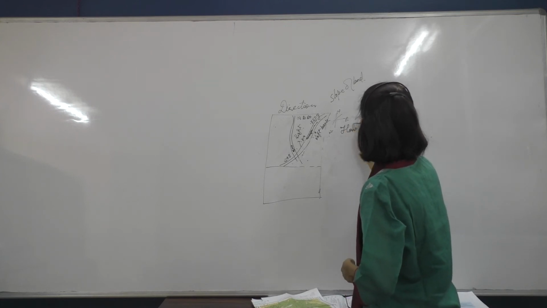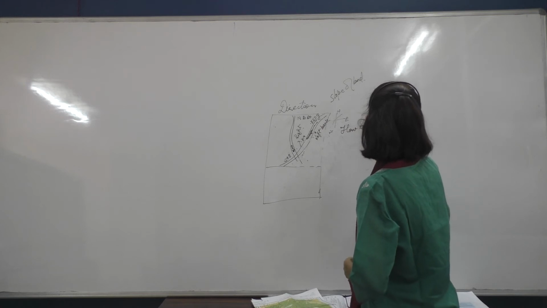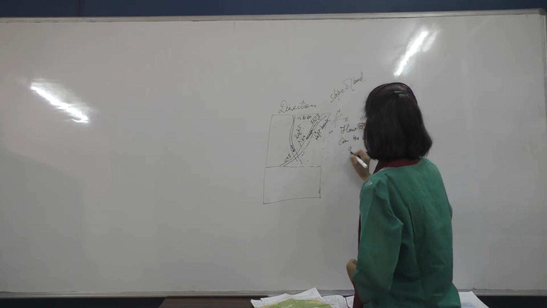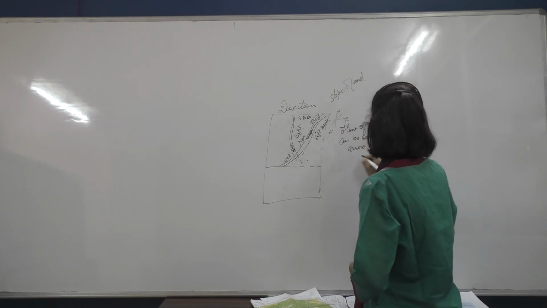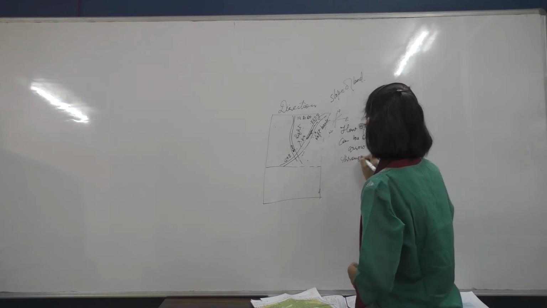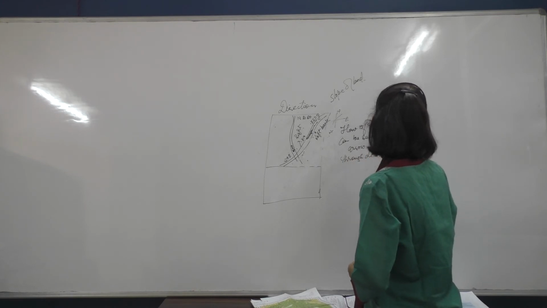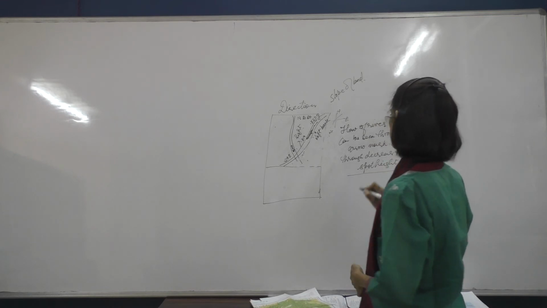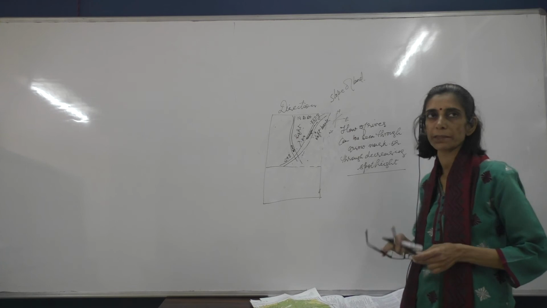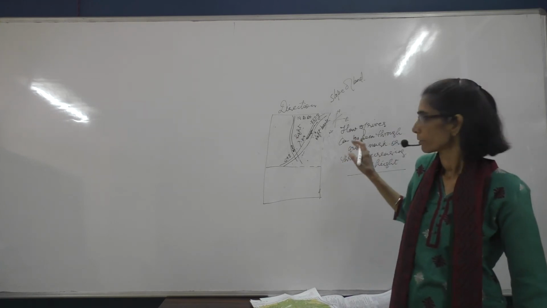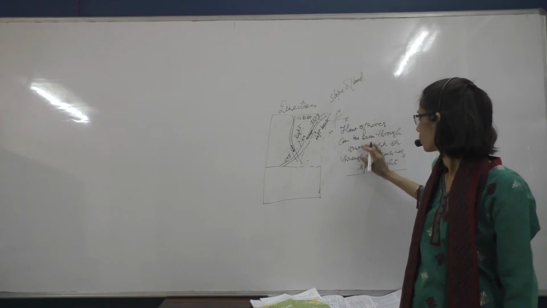So the flow of river can be seen through either the arrow mark or through decreasing spot height. These are the two ways we can know which direction the river is flowing.